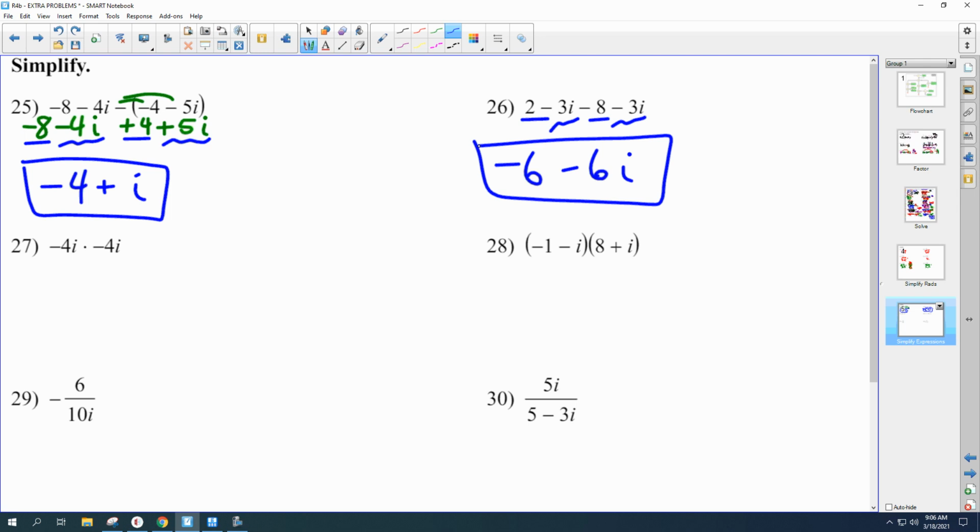Next one, multiplication. Negative 4 times negative 4 is 16. i times i is i squared. So here's where we have to remember that i squared is equal to negative 1. So if i squared is equal to negative 1, we have 16 times negative 1. 16 times negative 1 is negative 16.